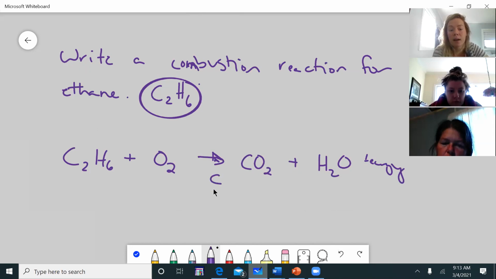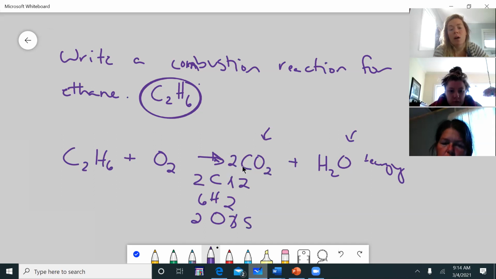So now we want to balance. We've got carbons, hydrogens, and oxygens. Carbon, I start with 2, I end with 1. Hydrogens, I start with 6, I end with 2. Oxygens, I start with 2, I end with 3, because you have to add all the oxygens. There's 2 here and there's 1 here. So when I balance the carbons first, there's 2 here, I'm going to do 2 here. That changes the oxygen to 4, 5.